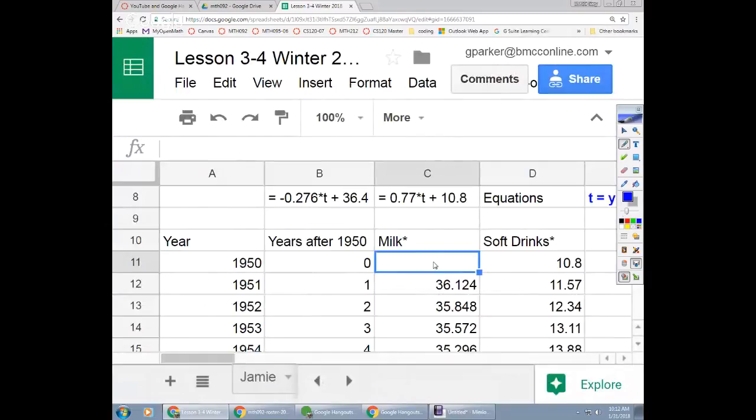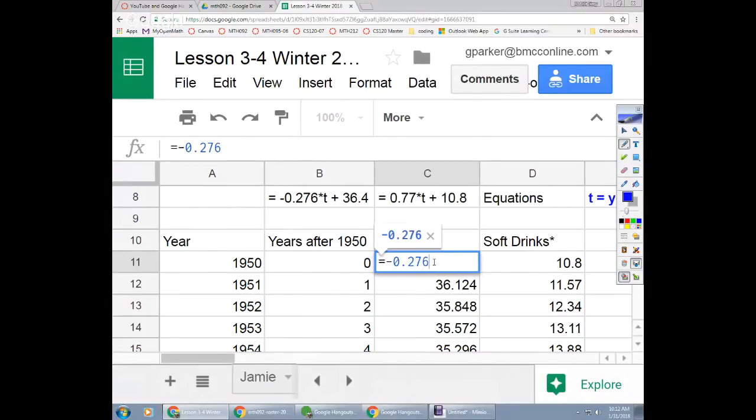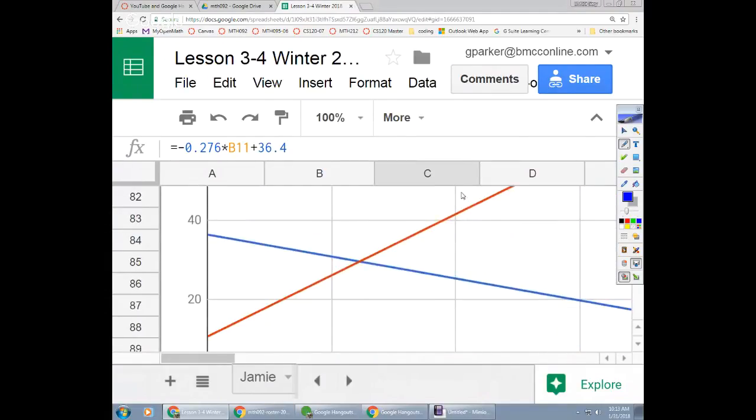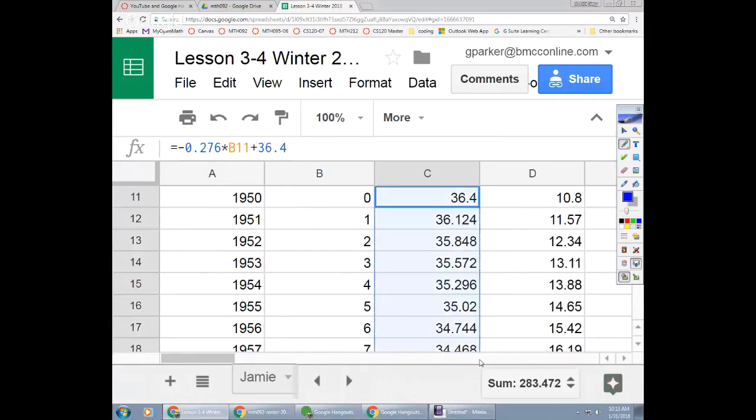I just came to this cell right here, make believe most things are blank here. I just typed equals, typed the slope, negative 0.276 times, what am I multiplying the slope by? The years, yeah. And then I add on the starting point, that was our 36.4. And then I'm just going to fill that formula down. So I just enter and then whip that down. Too far, wrong way. Fill it down a ways.